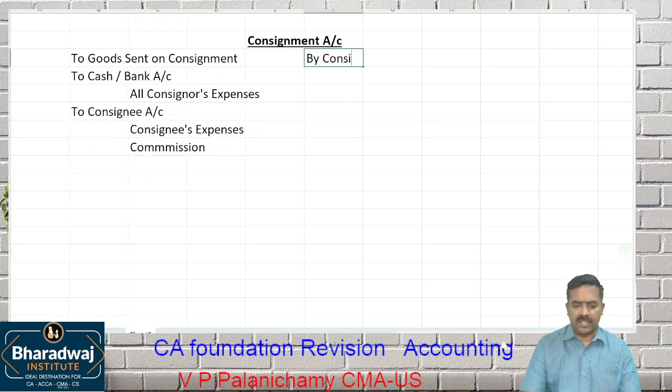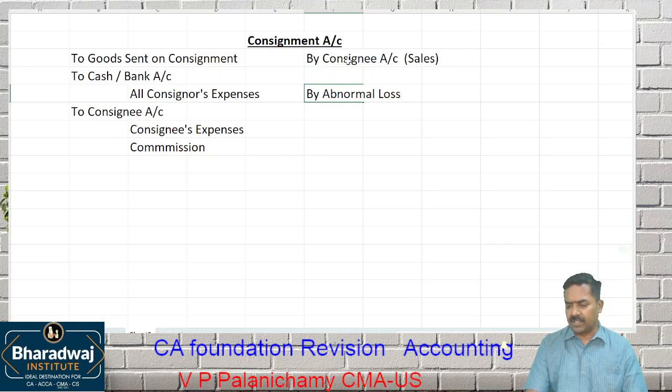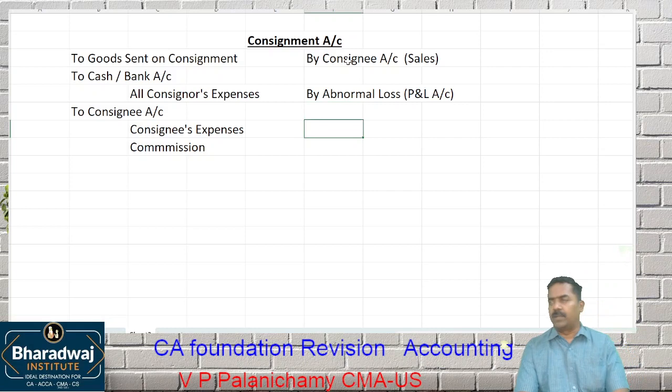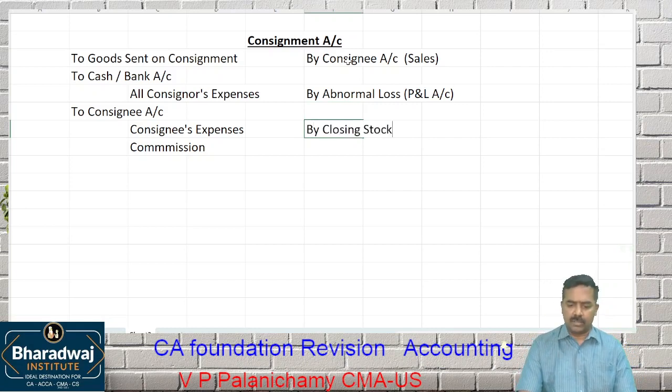Then by consignee account, this is for the sales made by the consignee. If there is an abnormal loss, we value the abnormal loss and transfer it to P&L account. Then we record the closing stock.